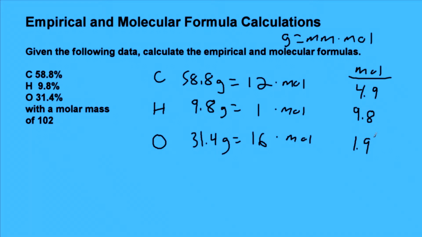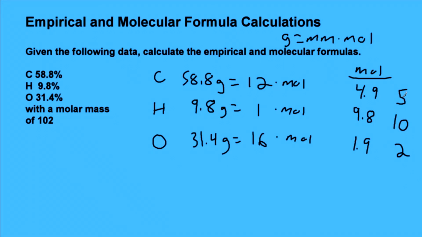If all of them can be rounded, and they are close to something that you can round up to or round down to, then just round it. 4.9 easily becomes 5, 9.8 becomes 10, 1.9 becomes 2. You can only do this if all three of these numbers can be rounded and they're very close to a number you can round. If this was 4.8 and this was 9.5, you're not going to be able to do this. But in this case, we can.